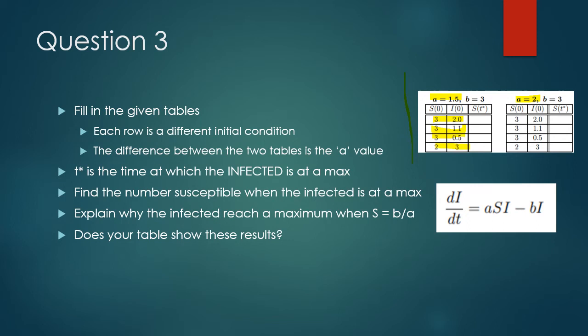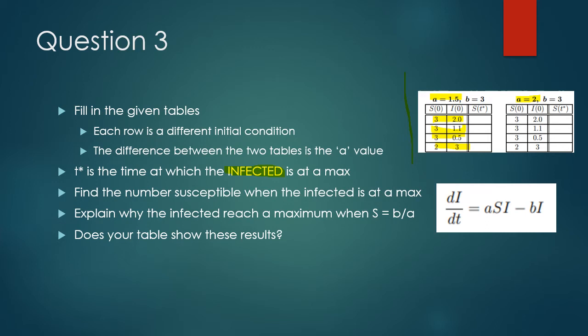And what it wants you to find for each different initial condition and different A value is the number of susceptible people at time equals T star, where T star is the time at which the number of infected is at a max. So not the number of susceptible. So what is the value of the susceptible at the time when the infected is at a max? So when the most number of people are infected, how many people are susceptible? That's what it wants you to find.